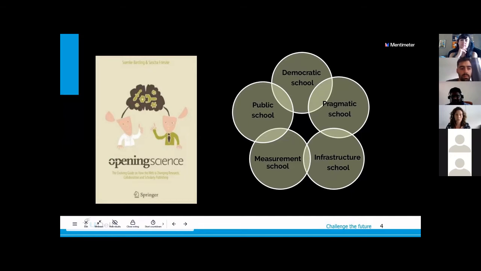And I would like to go through these different schools: the democratic, pragmatic, infrastructure, measurement, and public school, just to explain these with a few words, just to create awareness in this community of what different people understand under open science. And then later on, I would like you to evaluate these and think along, and then choose what kind of perspectives we should take along in the open science community.